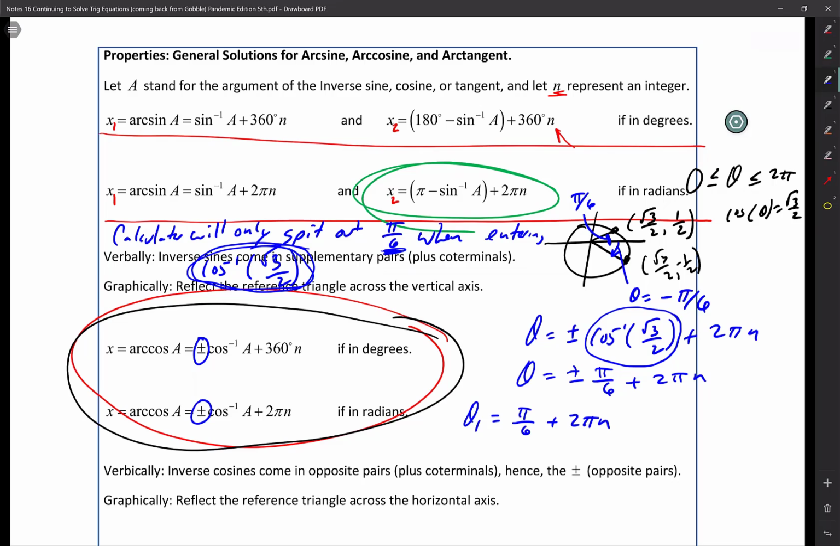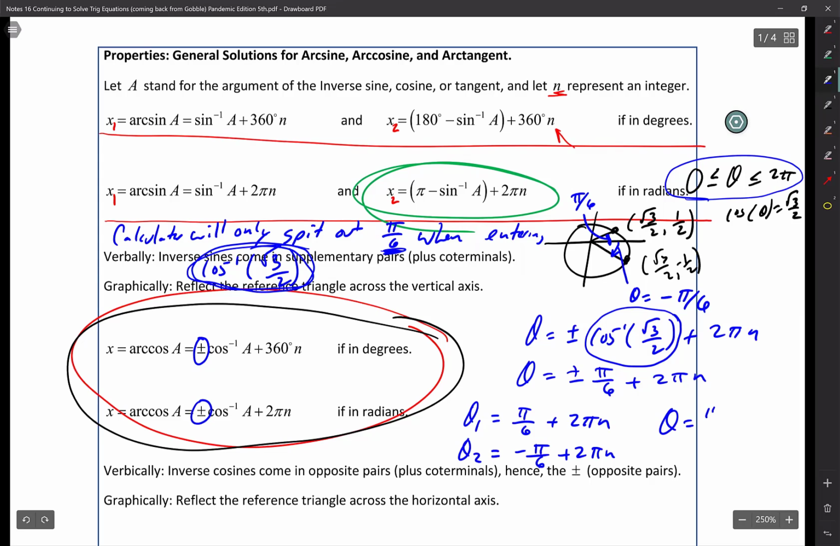Theta 2, well, the other angle is in quadrant 4. So how do I get the one in quadrant 4? Well, negative pi over 6 is in quadrant 4, and if I do a whole revolution, it will give me all the answers in quadrant 4. So remember how I said I want all the answers between 0 and 2 pi? So here are my answers, guys.